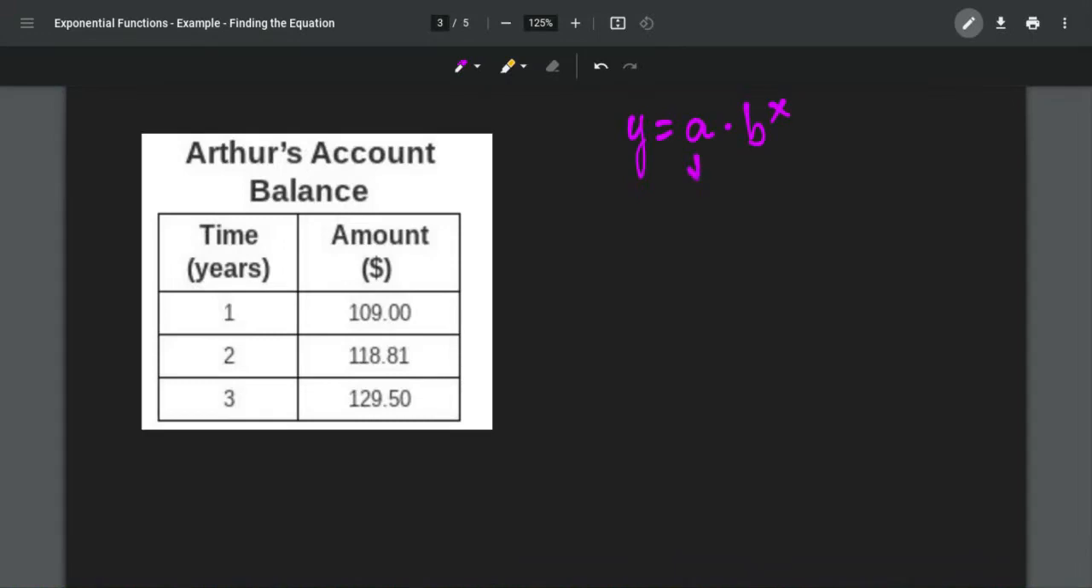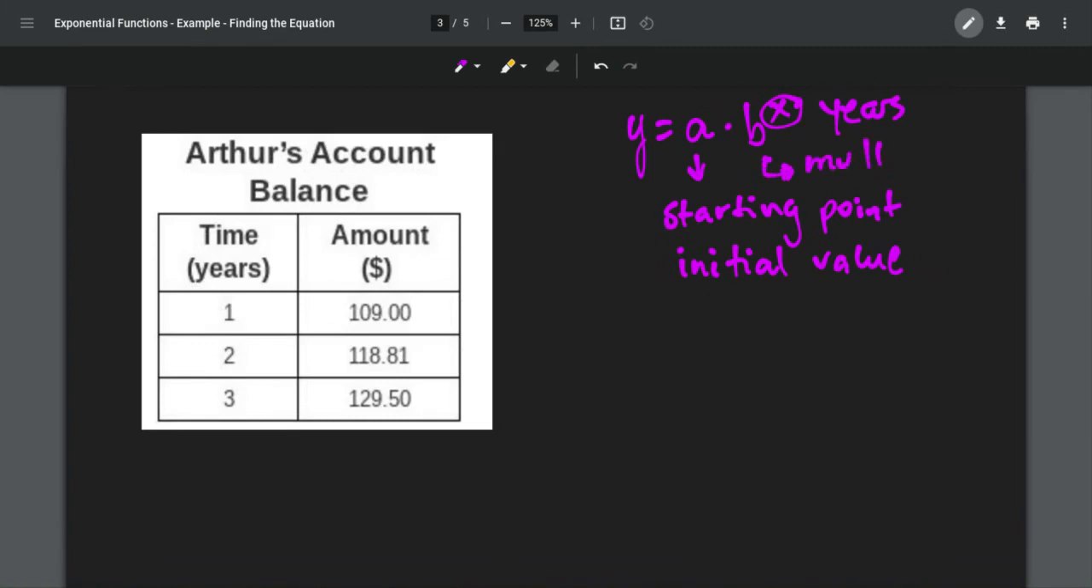Okay, so we do know that A is our starting point, we call it the initial value. The initial value is the investment you're making, which is $100. X will be your years. B is going to be your multiplier. And Y is your output, which is your money after so many years, right?